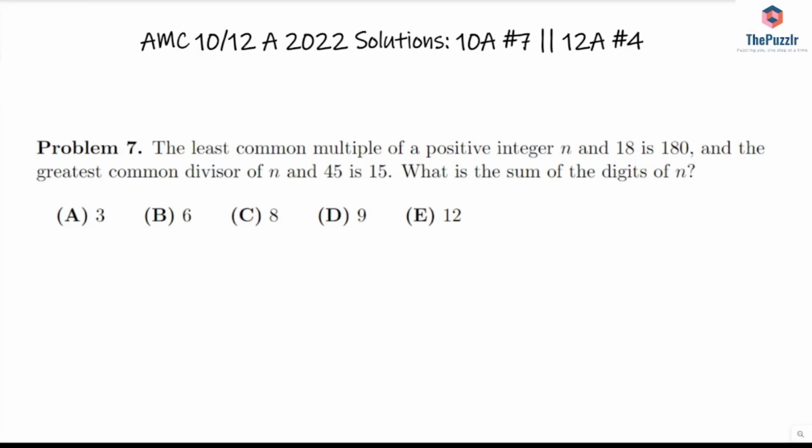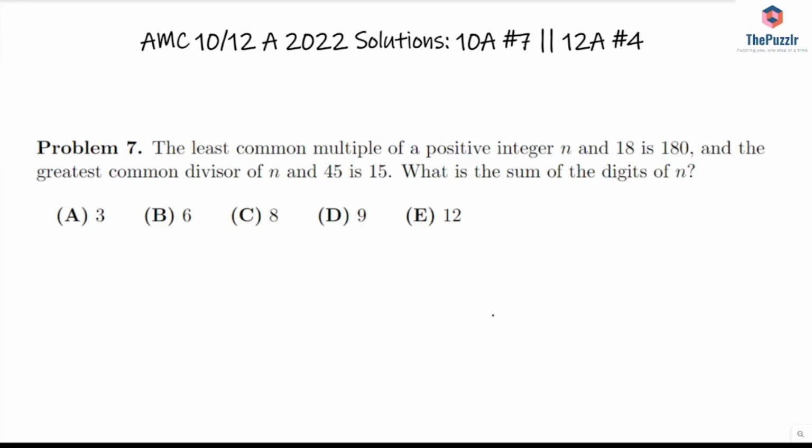Problem number 7 from the AMC 10N. Also number 4 from the 12N. The least common multiple of a positive integer n and 18 is 180, and the greatest common divisor of n and 45 is 15. What is the sum of the digits of n?